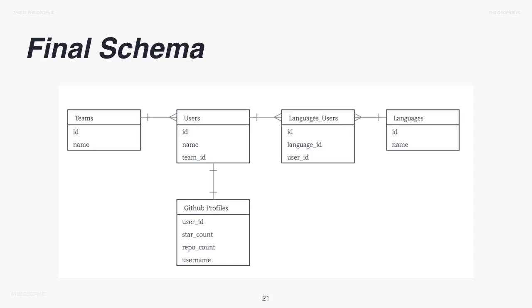So this is what the final schema would actually look like. So you have your teams, your users, the join table, your languages, and GitHub profiles.